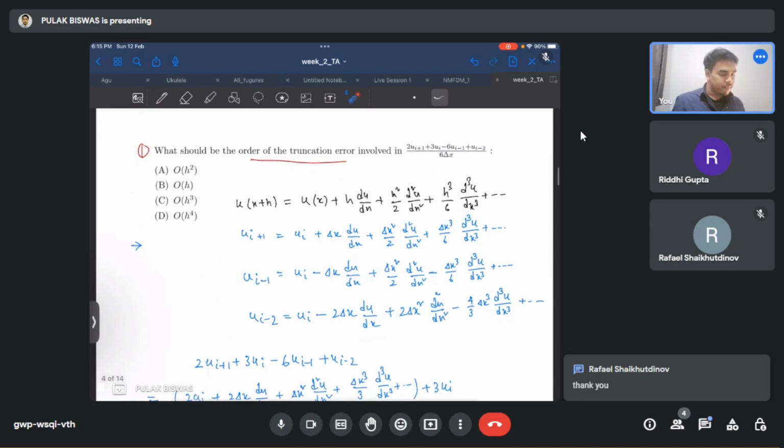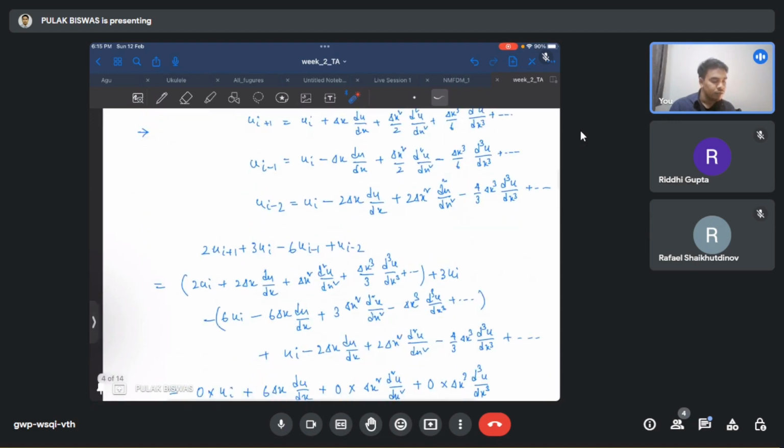I think we have calculated this expression in the last session as well. There we can represent this as a Taylor series, and for each of the terms we can expand it using the Taylor series formula.